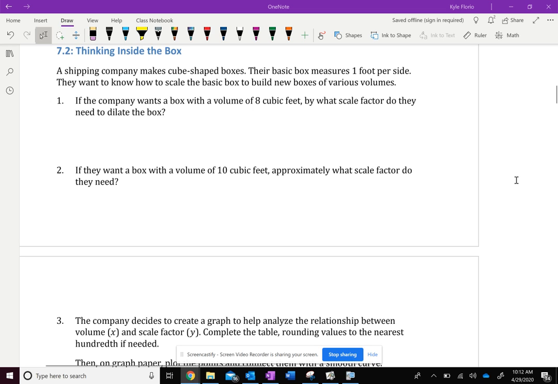Hey, geometry, this is now 7.2, thinking inside the box. If you guys did it already, you can check your answers. If not, we'll do it together.